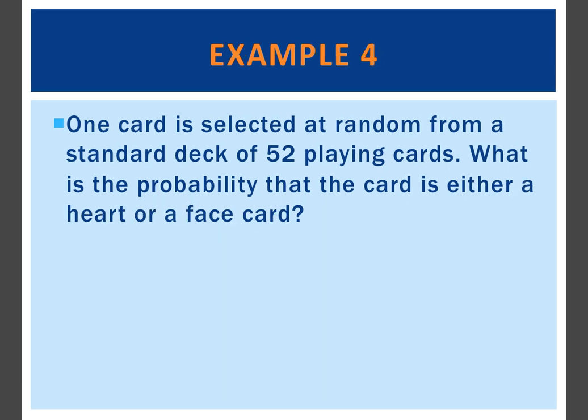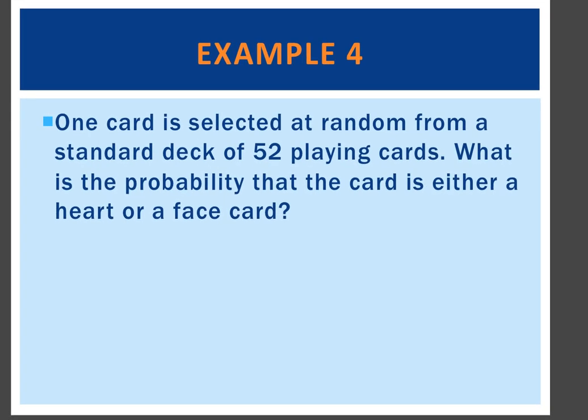All right, example 4. One card is selected at random from a standard deck of 52 playing cards. What's the probability that the card is either a heart or a face card? So first of all, the word or is important here. And then we've got heart or face card. Is it possible for it to be both? Yes. So I have to find the probability of the heart plus the probability of the face card minus the probability of the face card that is also a heart.